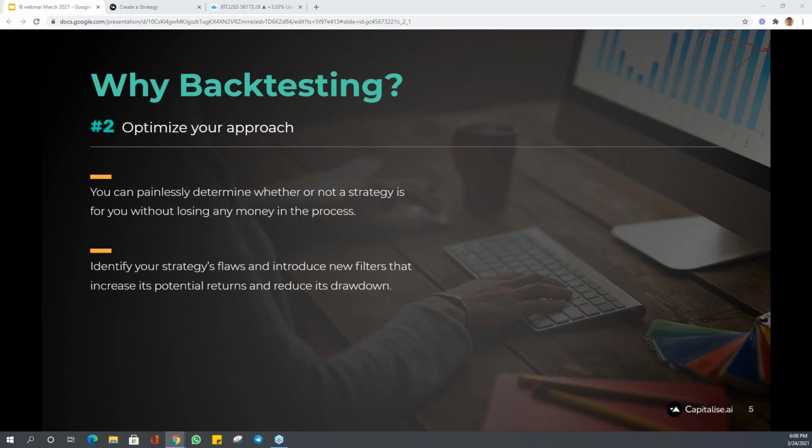Okay, so why backtesting? Two, is to optimize your approach. So through backtesting strategies, you can painlessly determine whether or not a strategy is for you without losing any money in the process. You test a strategy with over, let's say, 100 trades, and it returned 120%. But at one point, the account drew down 30%. You may not want to trade that. But someone else who is more aggressive might like a strategy like that. Or perhaps you find a strategy that returned 60%, but only had a 5% max drawdown. So you decide it's not unreasonable to double your position on there.